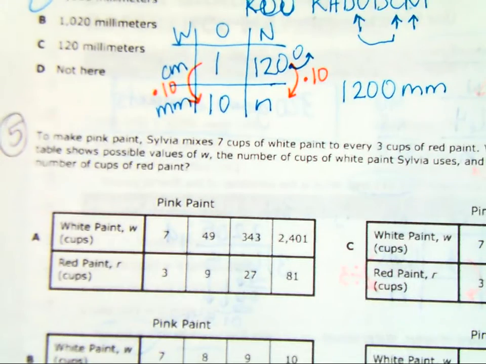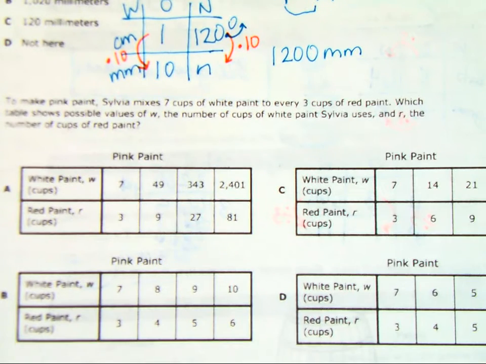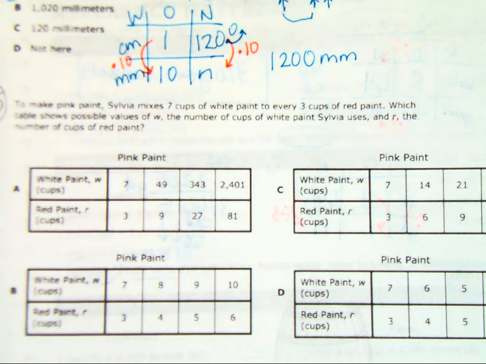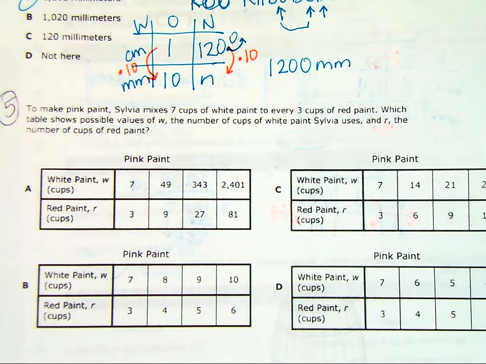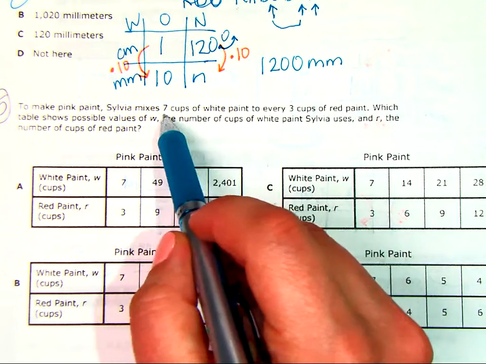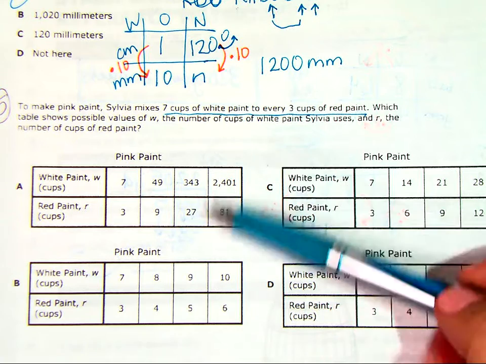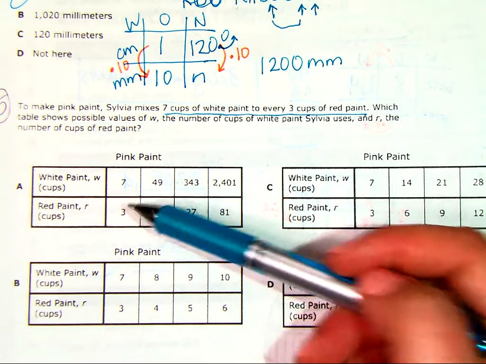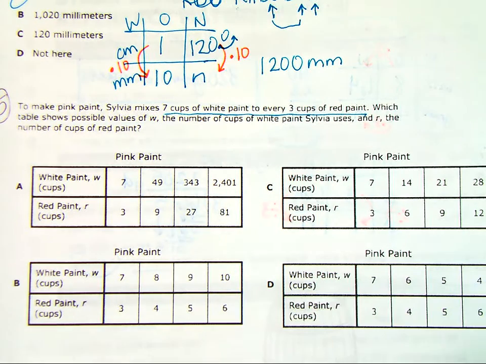Number 5, you were given ratio tables as answer choices, so you had to figure out which answer choice was correct. There we go. It was a little blurry. Alright, so to make pink paint, Sylvia mixes 7 cups of white paint to every 3 cups of red paint. So that would probably be the first thing I would check. Make sure that it's in that order: 7 white to 3 red, 7 white, 3 red. So they're all correct so far.